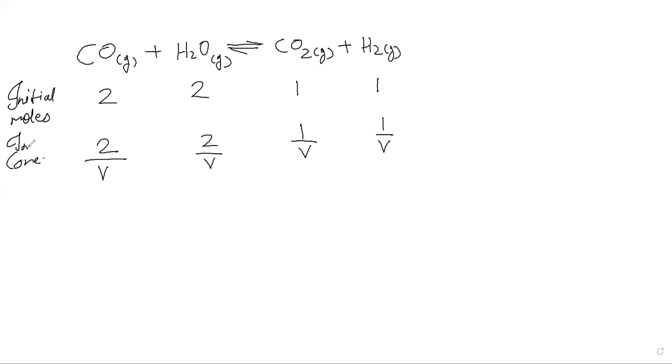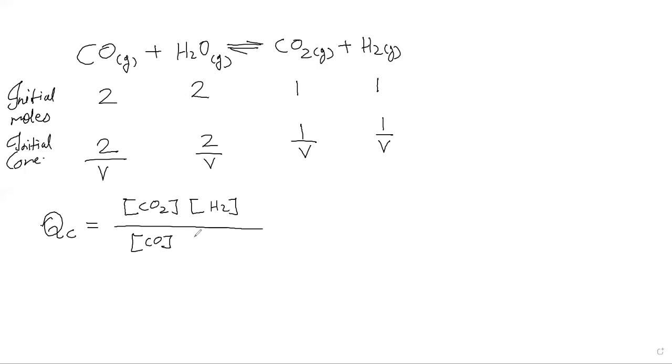This is the initial concentration. So I'll write here initial. So initial moles for carbon monoxide 2 moles, for water 2 moles, carbon dioxide 1 mole, hydrogen again 1 mole. So these are the initial moles we have. Initial concentration we can get by dividing this number of moles by volume. Now for this concentration we'll calculate Qc, that is reaction quotient. The formula for this is concentration of product, that is carbon dioxide, into concentration of hydrogen, divided by concentration of carbon monoxide and water.